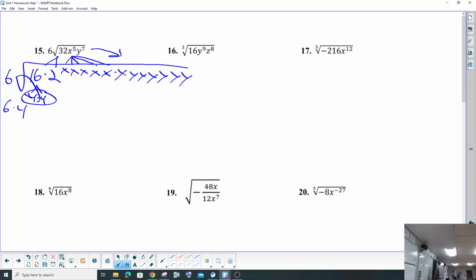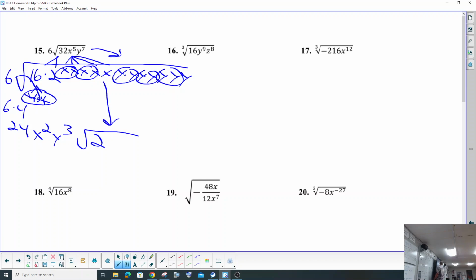Also the square root of 16 is 4, right? Let's see how many pairs we have. We got 1, 2. So we got 2 pairs that come out. That's an x squared. And then 1, 2, 3 y's come out. That's a y cubed. And so we're left with the square root of 2 and an x and a y.